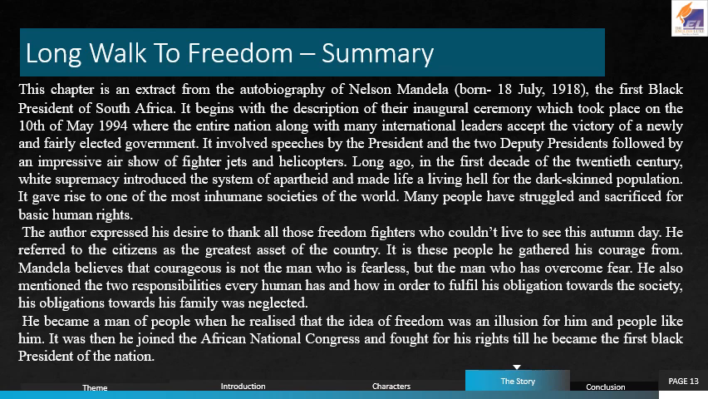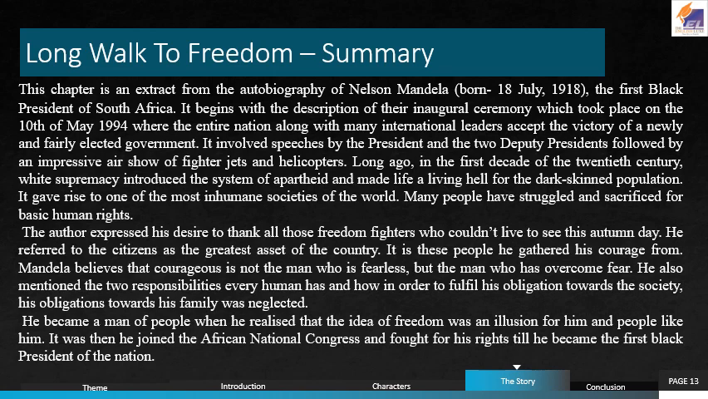Long ago, in the first decade of the 20th century, white supremacy introduced the system of apartheid and made life a living hell for the dark-skinned population. It gave rise to one of the most inhuman societies of the world. Many people have struggled and sacrificed their basic human rights. The author expressed his desire to thank all those freedom fighters who couldn't live to see this autumn day.